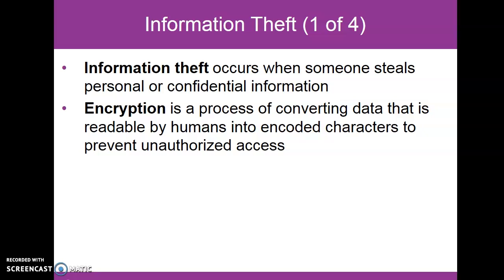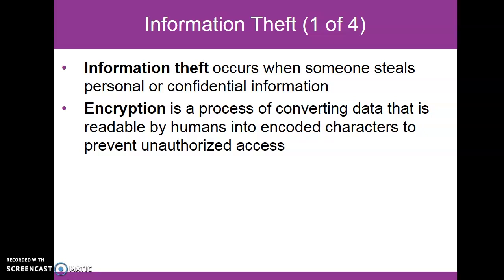Now, what is encryption? Encryption is the process of converting data that is readable by humans into encoded characters to prevent unauthorized access. To read the data, the recipient must decrypt or decode it. In the encryption process, the unencrypted readable data is called plain text. The encrypted data is called ciphertext. An encryption algorithm or cipher is a set of steps that can convert readable plain text into unreadable ciphertext. An encryption key is a set of characters that the originator of the data uses to encrypt the plain text and the recipient of the data uses to decrypt the ciphertext.